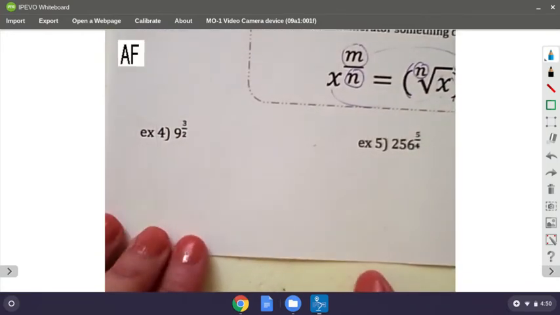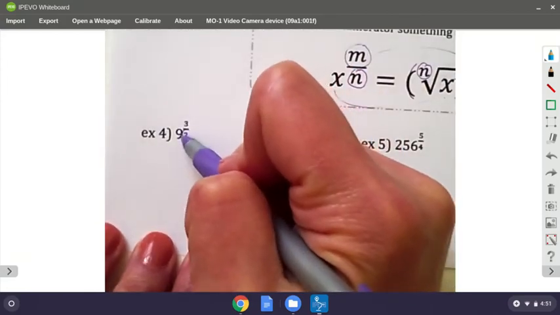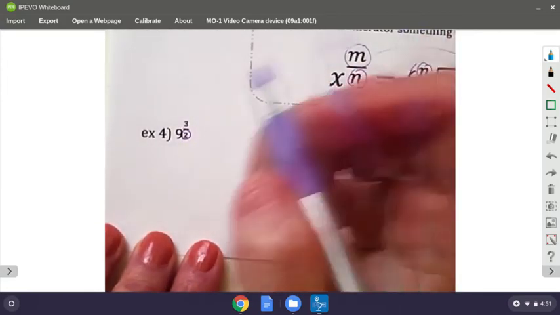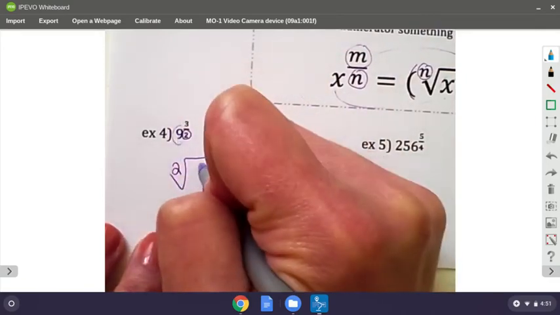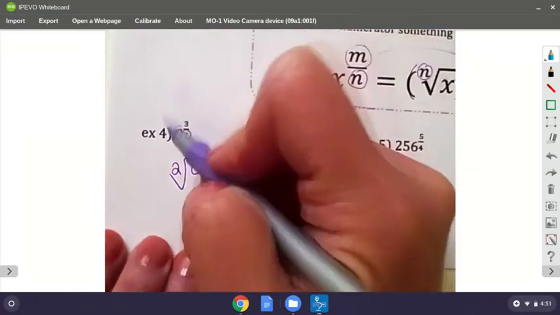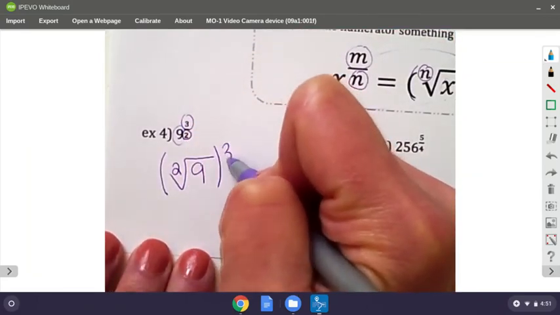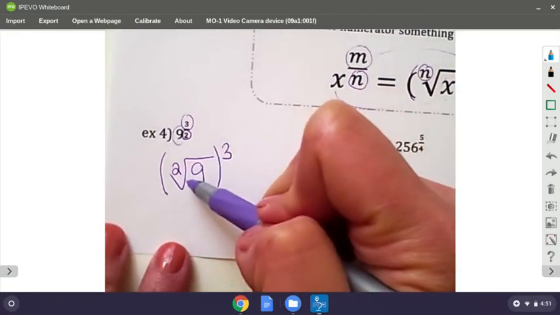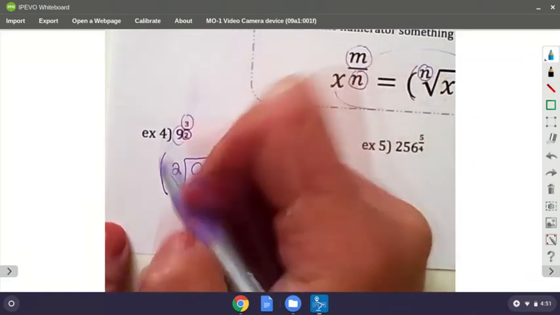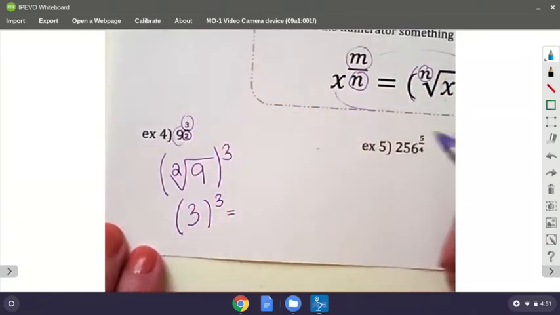Okay, so if we have 9 to the 3/2 power, again, the 2, the denominator becomes your root. So this is going to be a square root. The 9 goes underneath. And then this 3, we're going to put this in parentheses, and then that's going to be raised to the 3rd power. And so it's pretty easy to figure out. You just do parentheses first. So the square root of 9 is 3. And so now this is 3 to the 3rd.